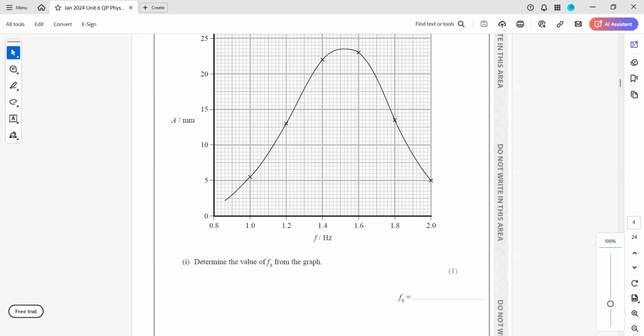So what we have to do is draw a line on our graph at the maximum amplitude. This is the place where we have a maximum amplitude. Even at these two frequencies, in this range, I can take any of the frequencies and work out the resonant frequency, because this is the maximum amplitude region.